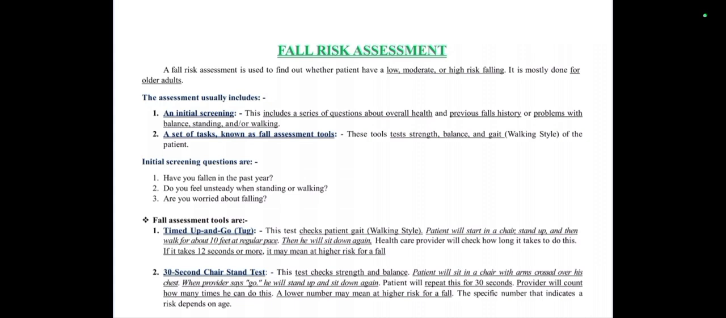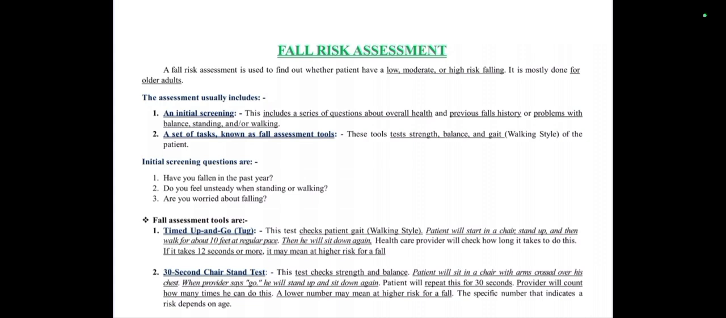Initial screening questions are: Have you fallen in the past year? Do you feel unsteady when standing or walking? Are you worried about falling? Fall assessment tools are the Timed Up and Go, TUG. These tests check the patient's gait, walking style.